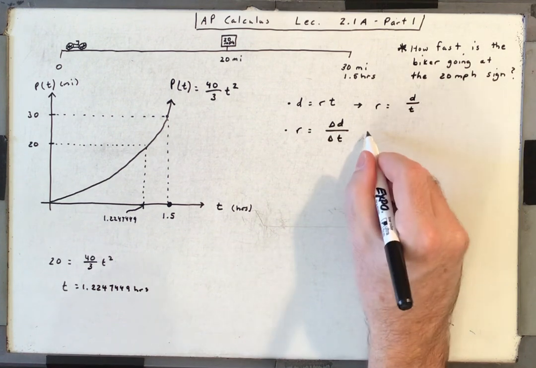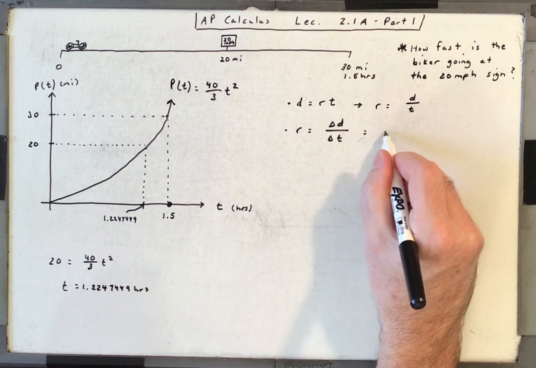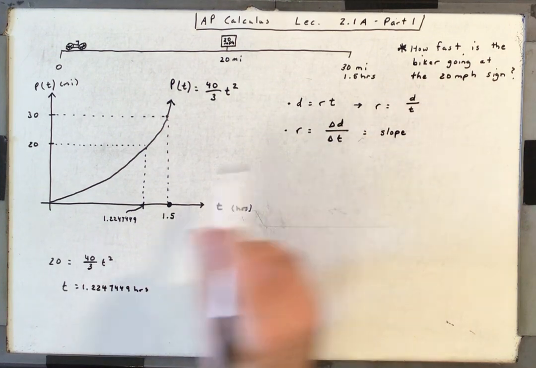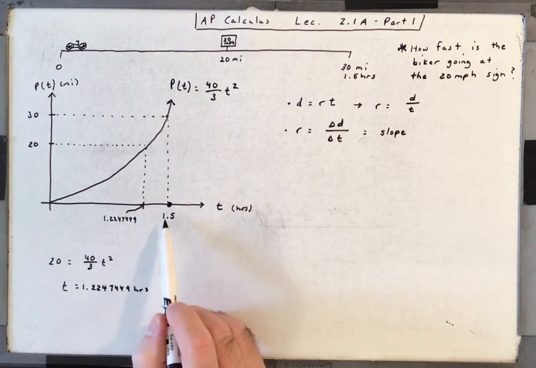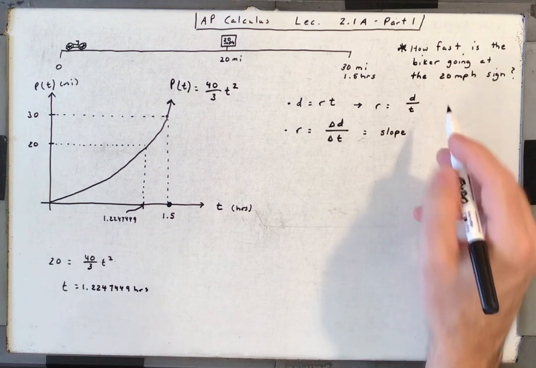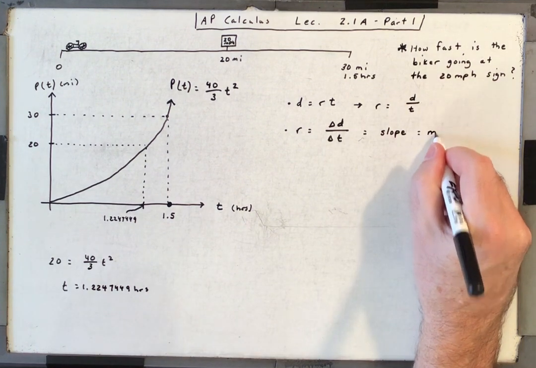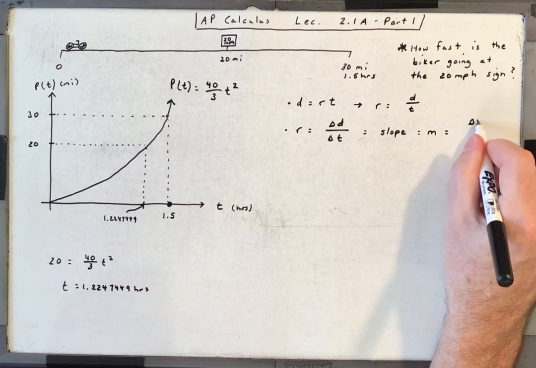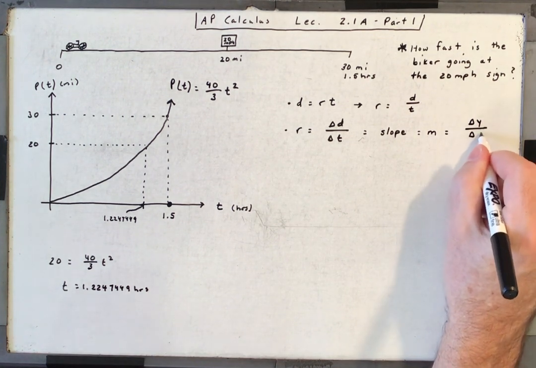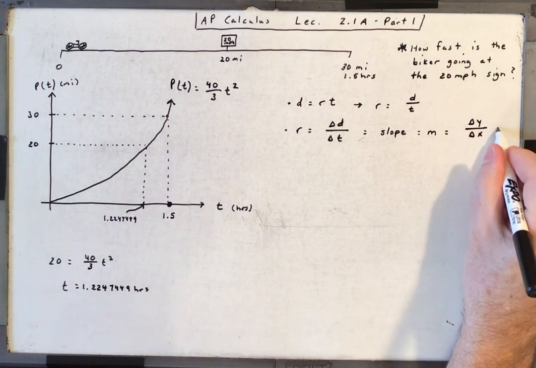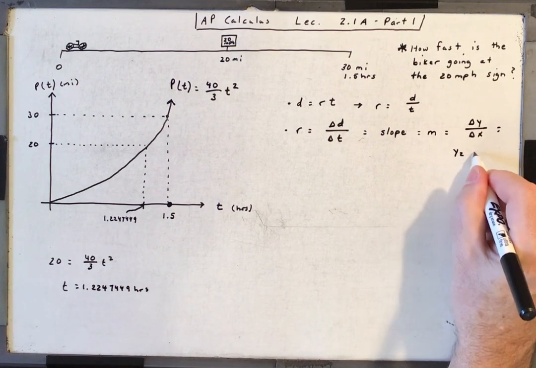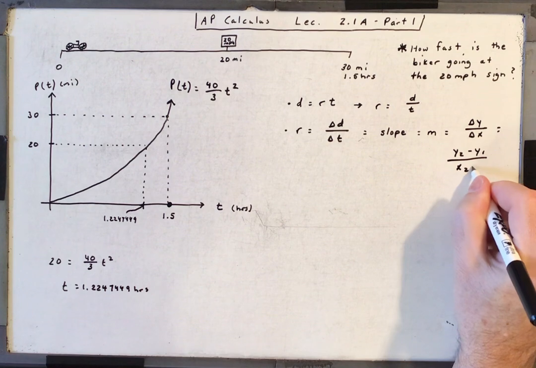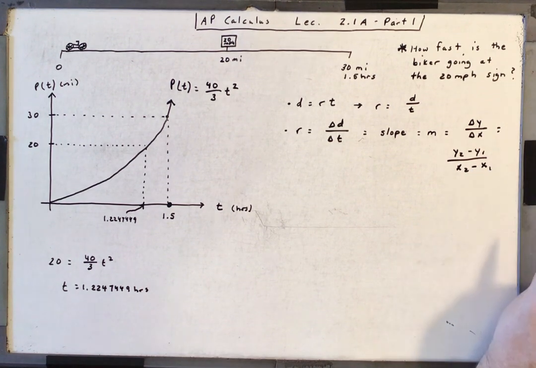Okay, so that is just a slope. Change in distance over change in time. Remember, distance is y, time is x, so it's just the slope, which a lot of times we call m in math class. And it's the change in y over the change in x. So that's y2 minus y1 over x2 minus x1.